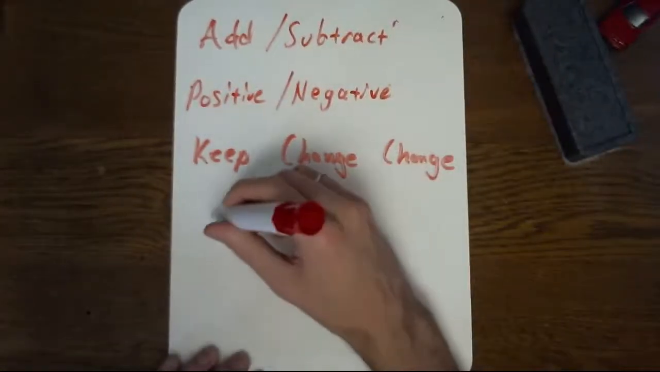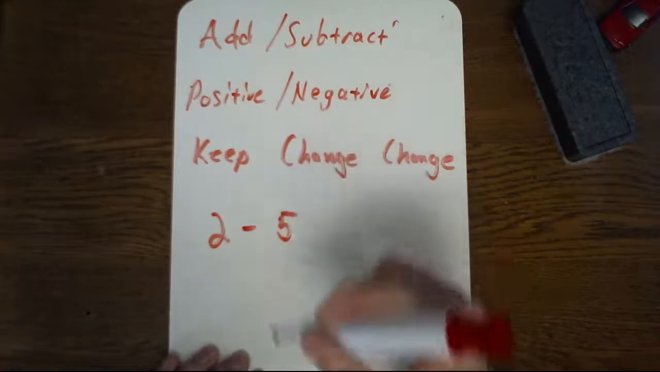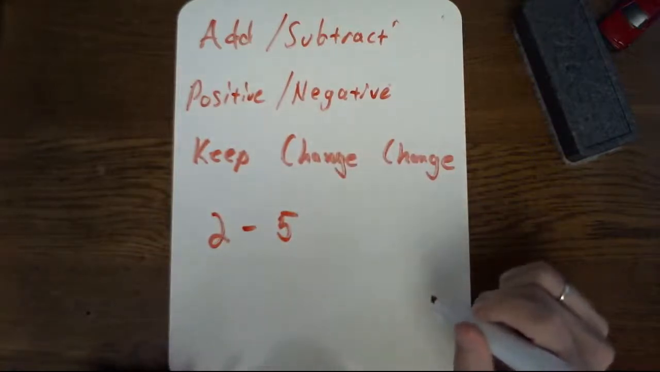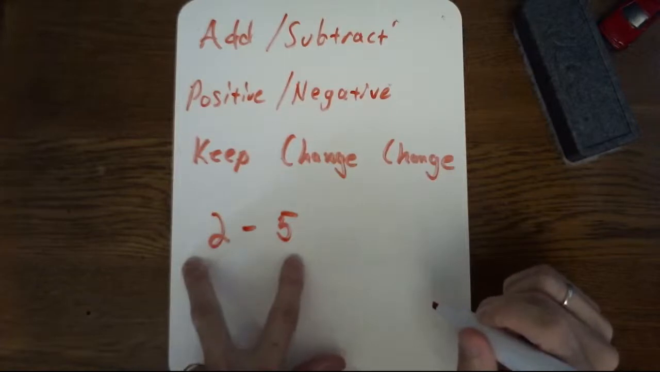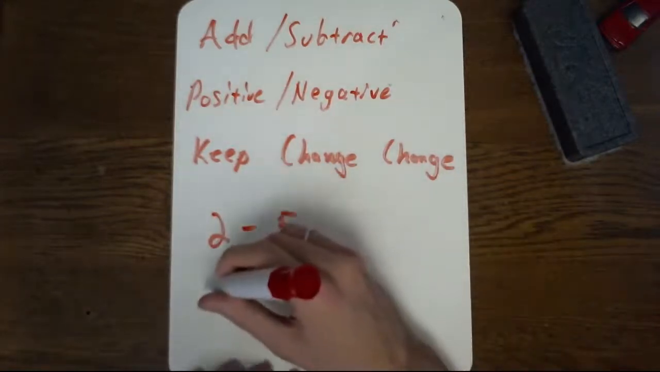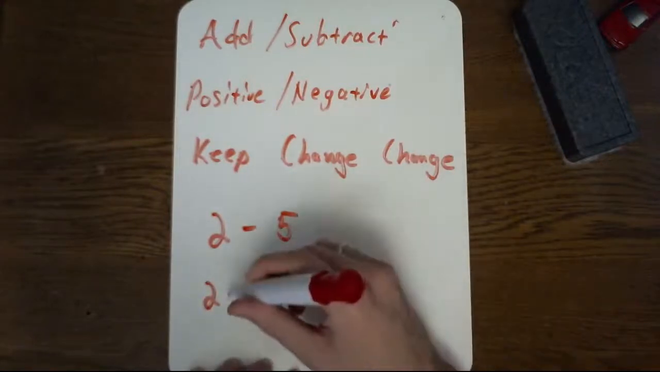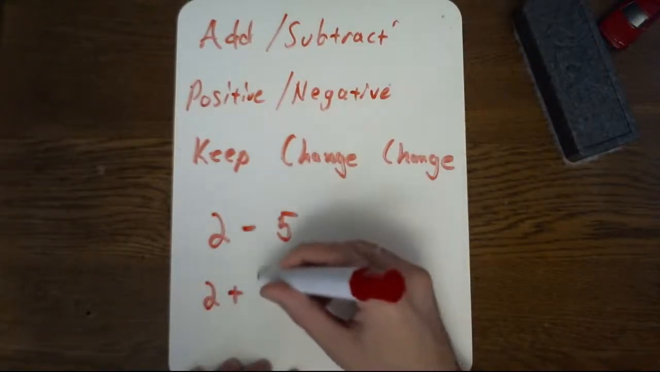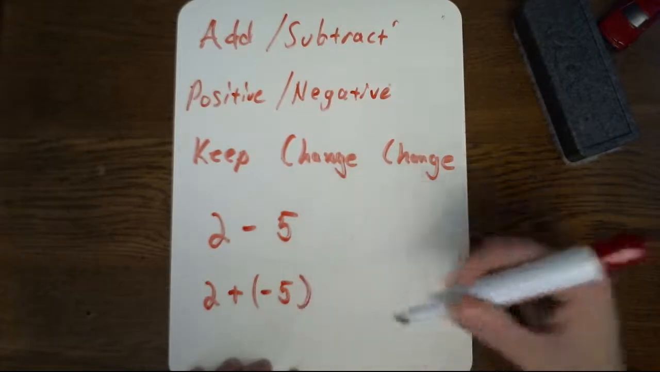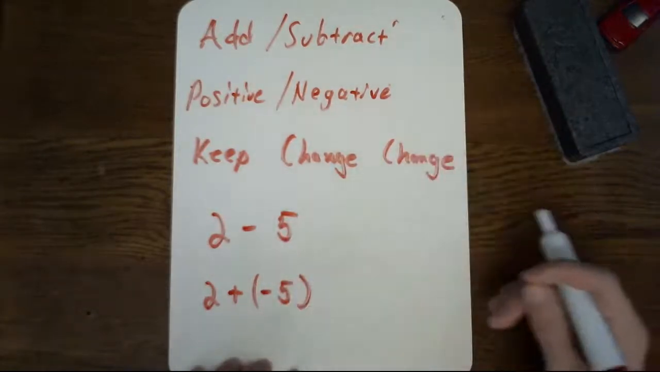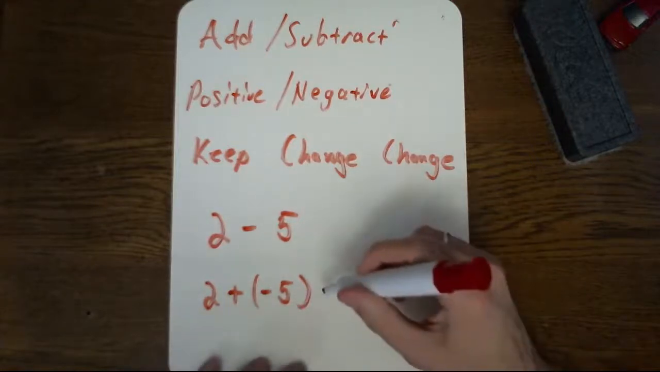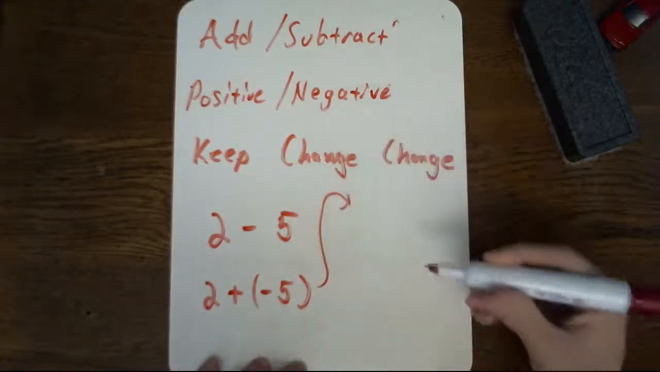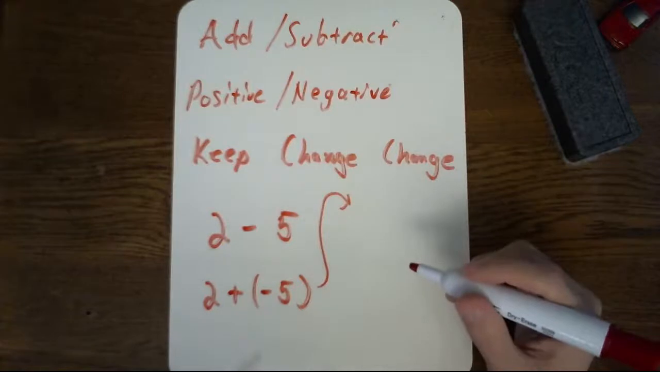Let's do, how about like 2 minus 5? So the 2 is positive and the 5 is negative. So how can we organize that? Well, you keep the first number, you change the sign in the middle, and then you change the second number to its negative counterpart. This is only for organizational purposes because now what you can do, and this is kind of the meat and potatoes of the problem.